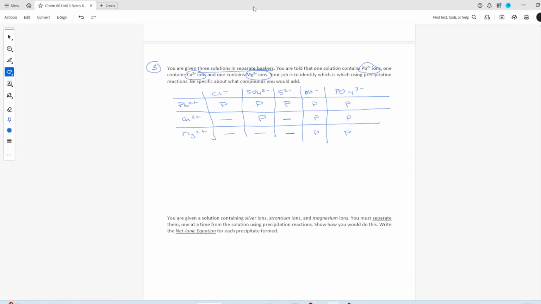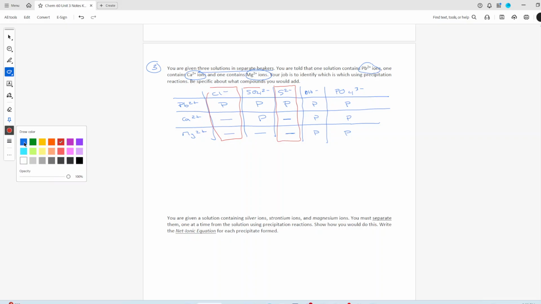All right, so now that we've completed that chart, now we have to figure out how we would identify each of the beakers. So looking at this, the first thing I would notice is that in this column, you precipitate with only the lead, as well as in this one. So the safest thing to add would be either the chloride or the sulfide ion first, because then you're going to determine which contains lead, and then you can take that one out of the picture.